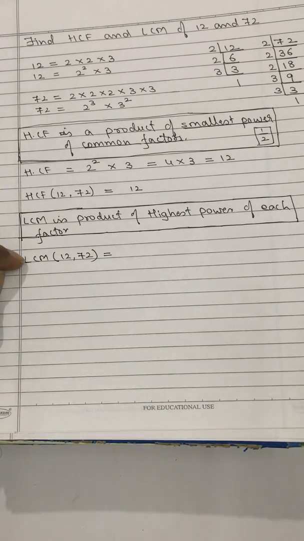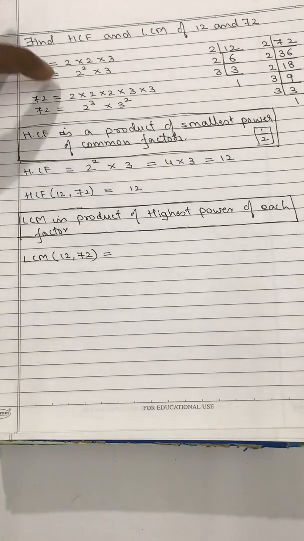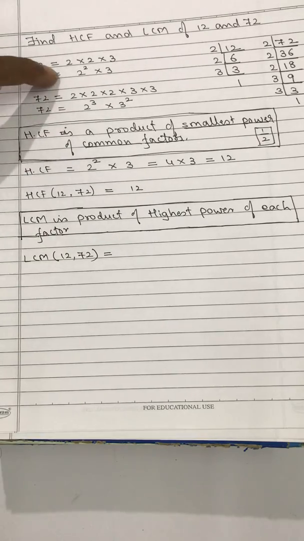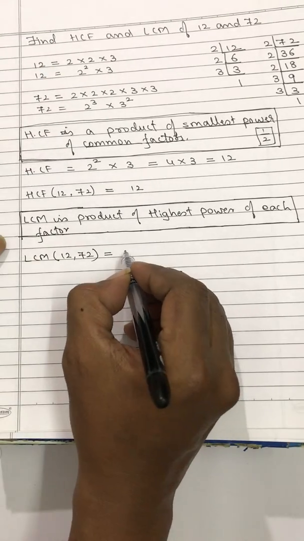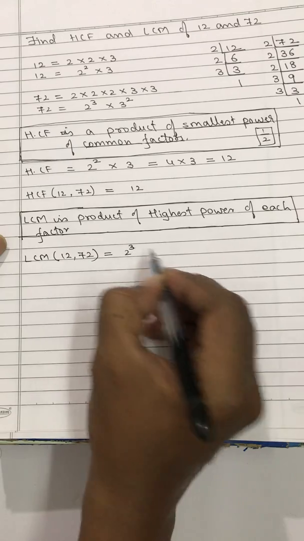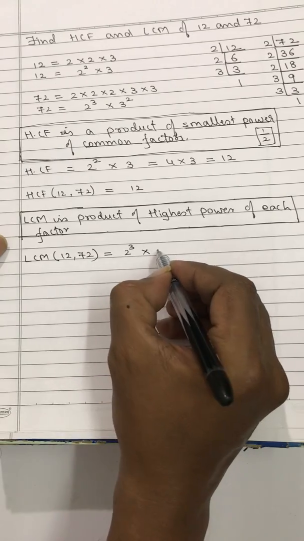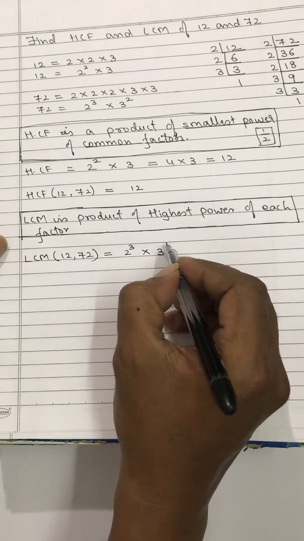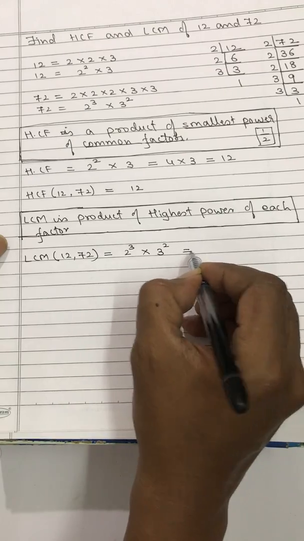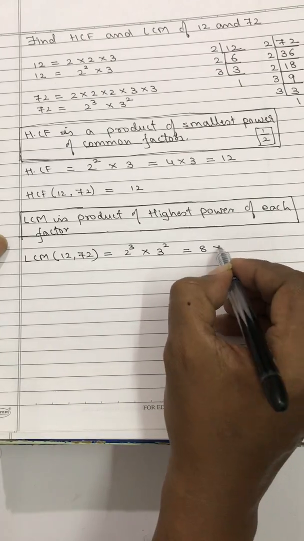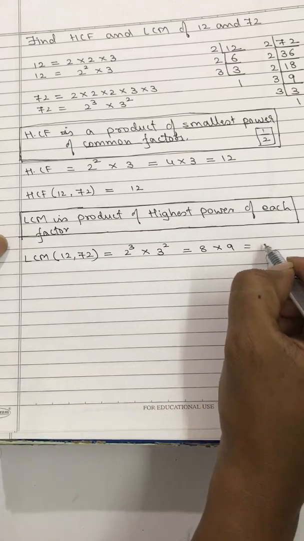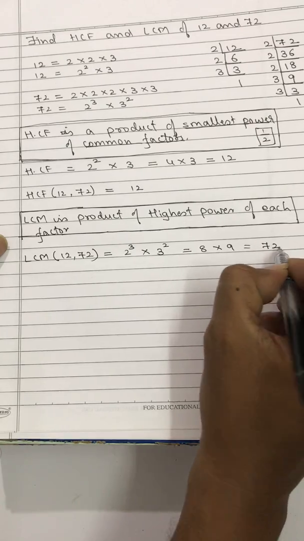LCM of 12 and 72 will be equal to what? If I consider each and every factor, 2 and 3 are the only factors over here. What is the highest power of 2? It is 3. So I will take 2 raised to the power of 3 into 3. The highest power of 3 is 2. So this will become 2 to the power 3, which is 8, into 3 squared, which is 9, and the least common multiple is 72.